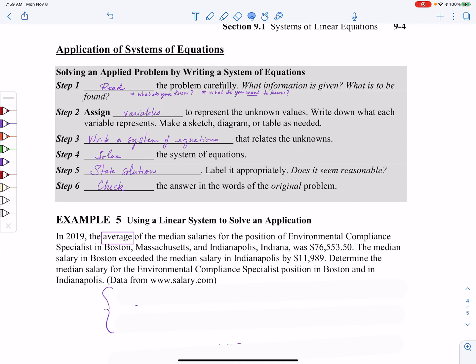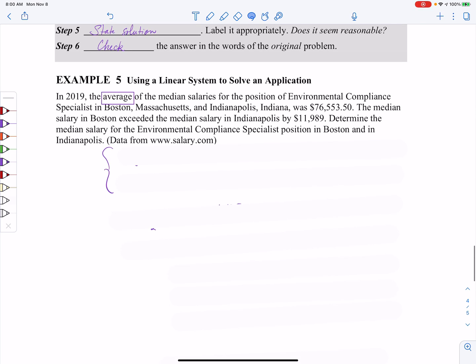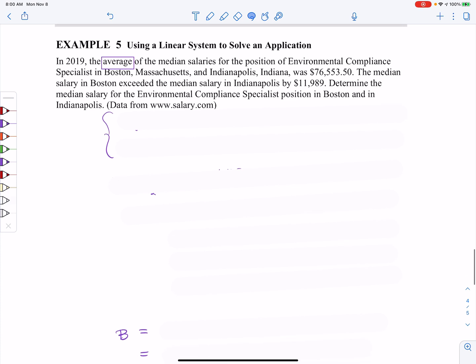Step number 4, solve. Step number 5, state your solution. Does it make sense? Is it reasonable? And then number 6, you want to check your answer in the words of the original problem. All right, so let's go ahead. Let's read our question through first.